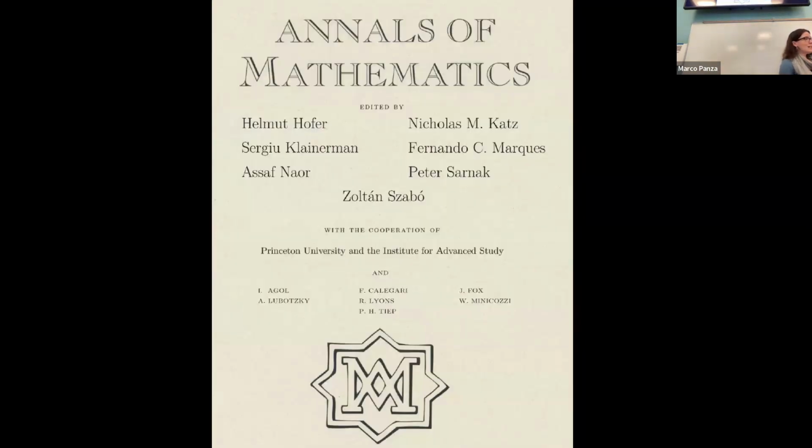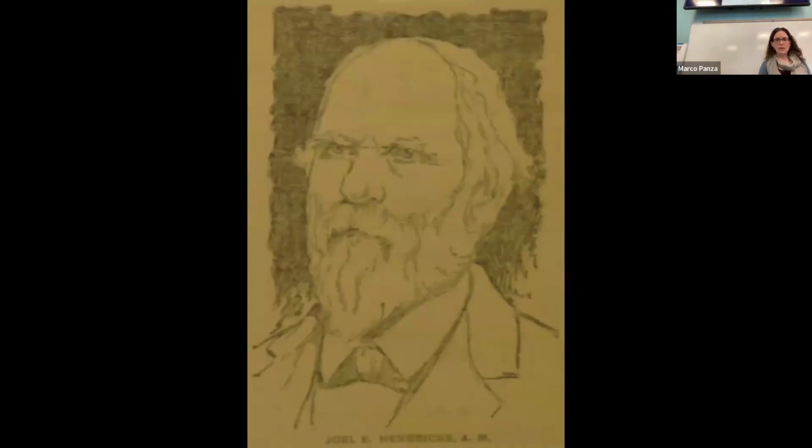It is in fact the predecessor, the original of the Annals of Mathematics, the preeminent current mathematics journal. And this journal, fascinatingly enough, had its start in Des Moines, Iowa. And the editor of this journal was Joel Hendricks. Oops, sorry, there's Joel Hendricks.